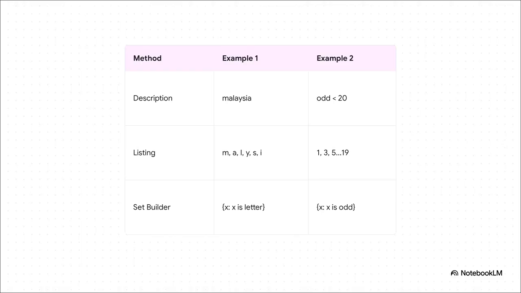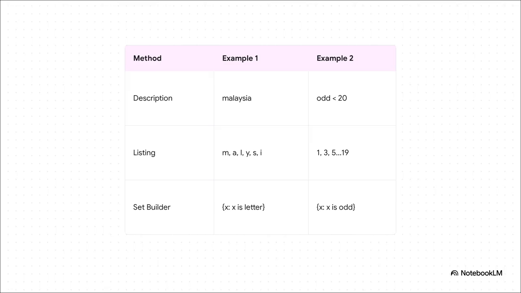Now there are 3 exact ways you've got to know for writing out these sets. First up is description. That's just using plain words, like saying the set of letters in the word Malaysia or the set of odd numbers less than 20. The second method is listing. This is where you actually write out the members inside curly brackets separated by commas. So for Malaysia, you literally list the unique letters M-A-L-Y-S-I. For those odd numbers, you'd list 1, 3, 5, 7, and so on, right up to 19.